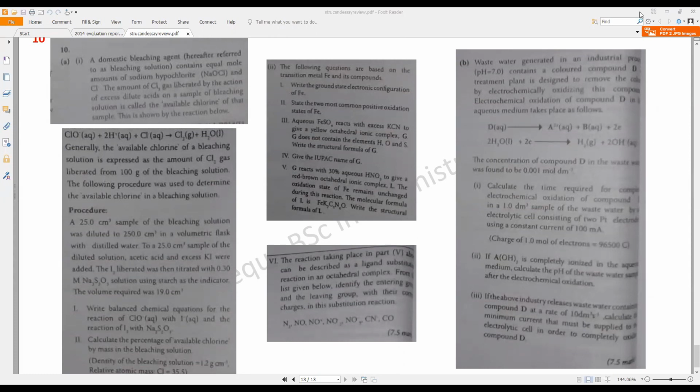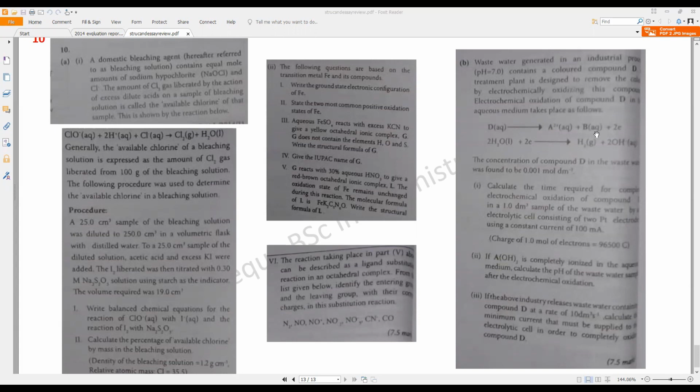Right, so we are at the very end of this discussion. So we can go through this. Wastewater generated. This entire part belongs to a little bit of inorganic chemistry and calculations, and here part B is generally electrochemistry. So see where this electrochemistry is. Wastewater generated in an industrial process, pH 7, contains a colored compound D. And they have planned to remove this colored compound using electrochemical oxidation.